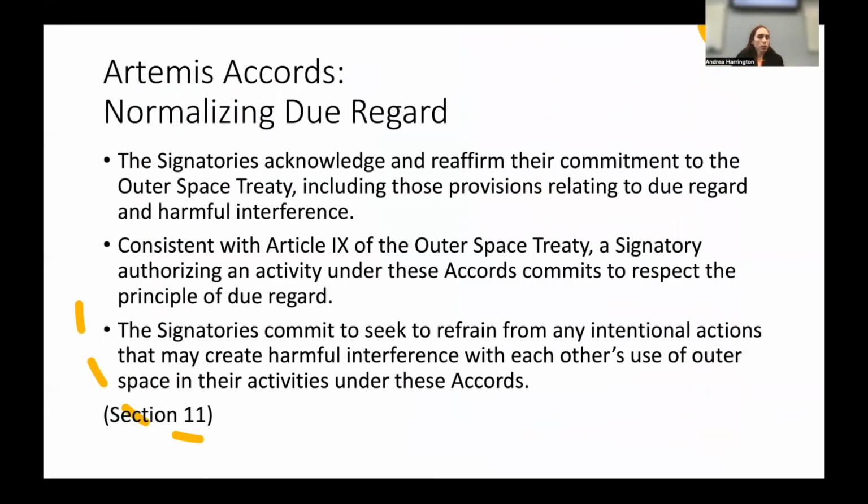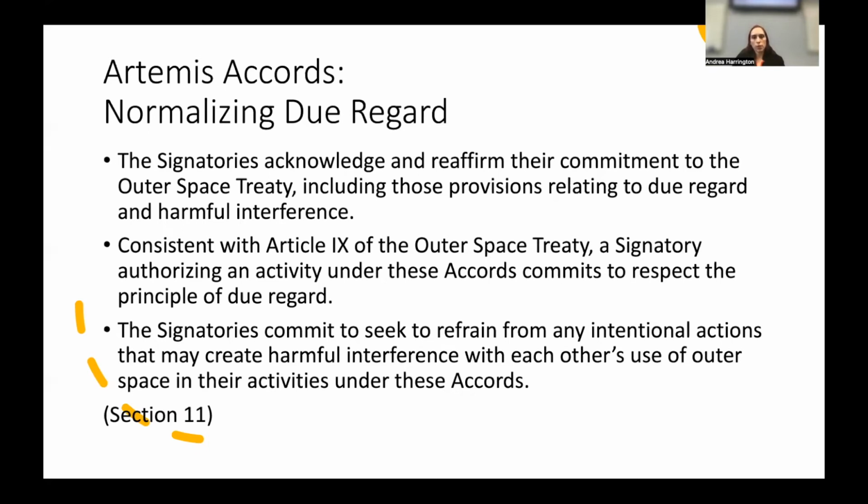So the Artemis Accords is an example where we have seen due regard being normalized and being used. The Artemis Accords are not a binding treaty, and they are not having any effect on states that are not party to them. So the United States has initiated the Artemis Accords and has had a number of other states sign on to those accords, particularly looking forward to lunar and cislunar activities.